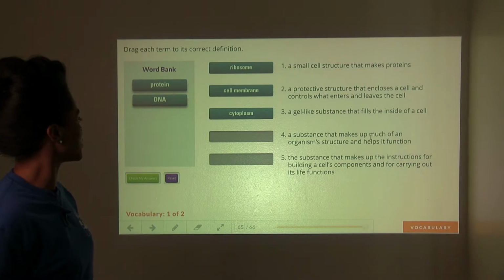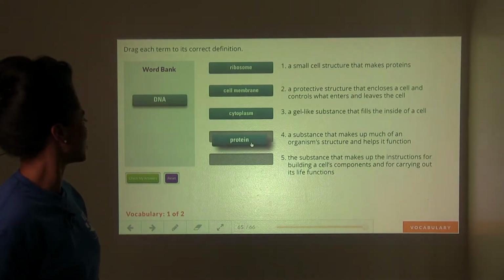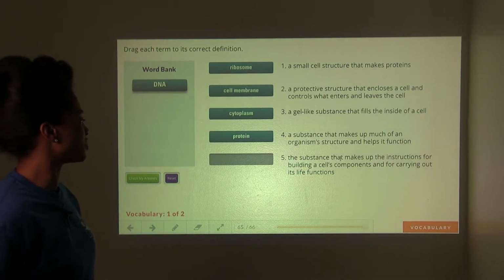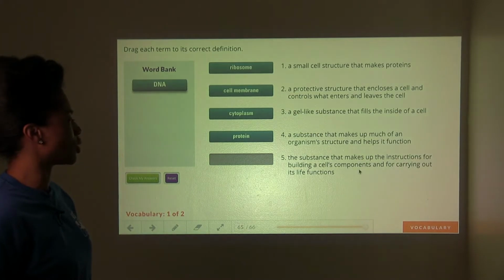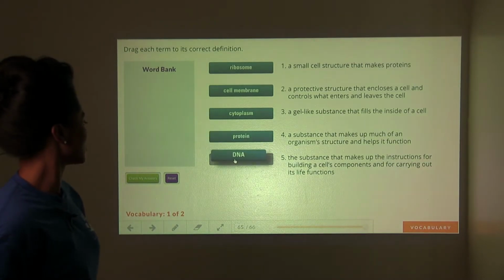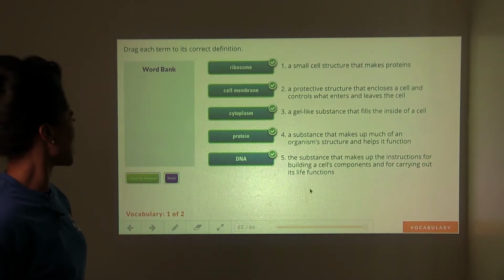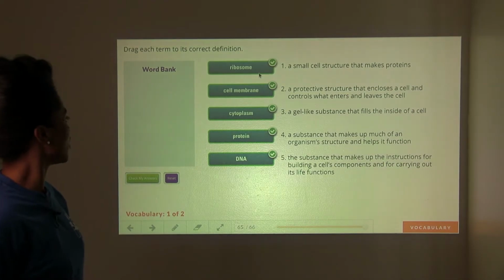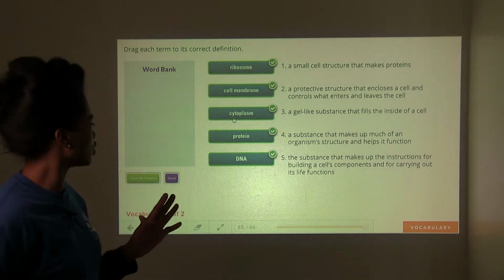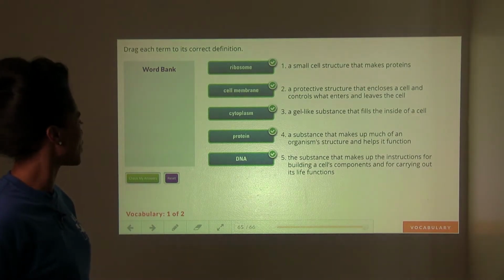Here we go. Number 4, a substance that makes up much of an organism's structure and helps it function. Let's try protein. And 5, the substance that makes up the instructions for building a cell's components and for carrying out its life function. DNA. Okay, let's see. How did we do? Good job. All right, so check the words to their matching definitions. And if any of these were a little questionable for you, definitely that's a cue that those are the ones that you may want to go back and review.